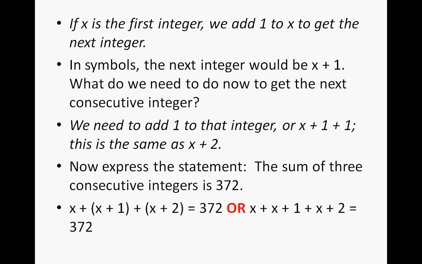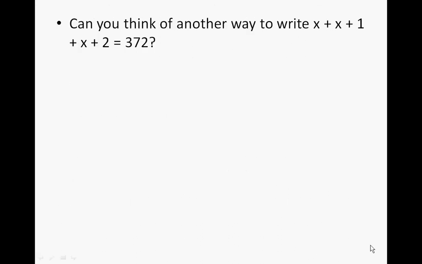So it will look something like this. Here's our first integer, which was X. Here's our second integer, which was X plus 1. And here's our third integer, which is X plus 2. Or, if you don't like the parentheses here, you can write it all out: X plus X plus 1 plus X plus 2 equals 372. Can you think of another way to express this statement?